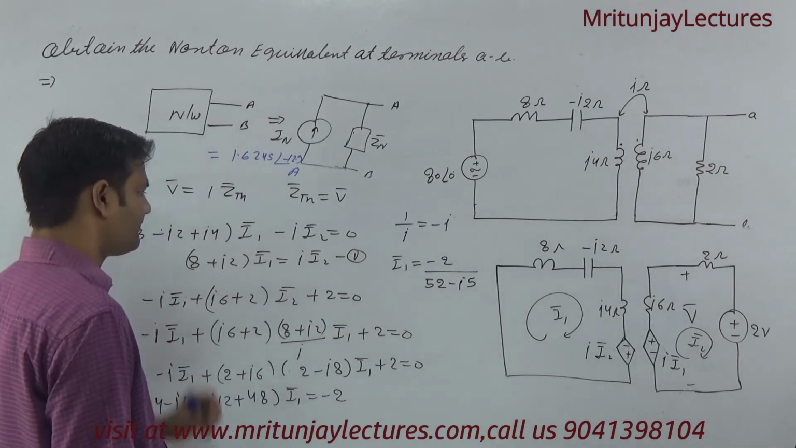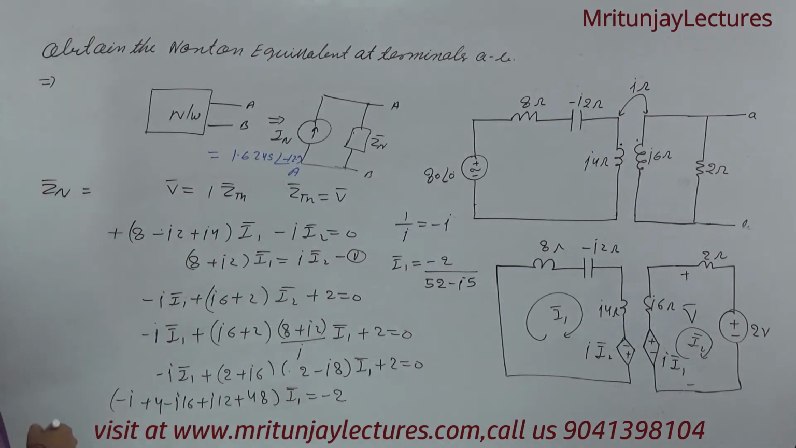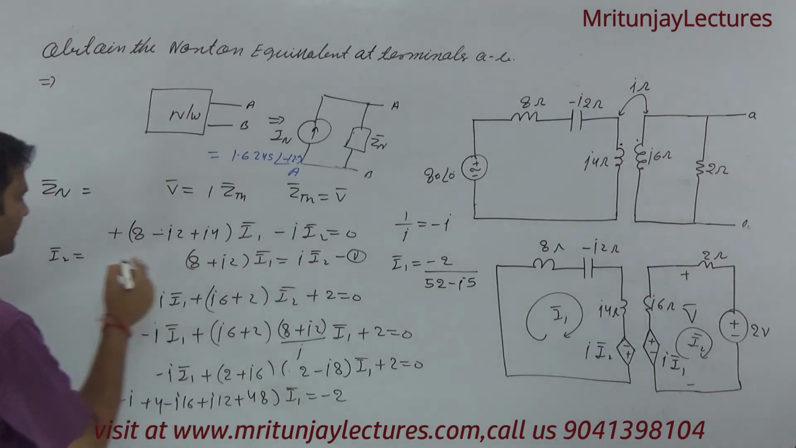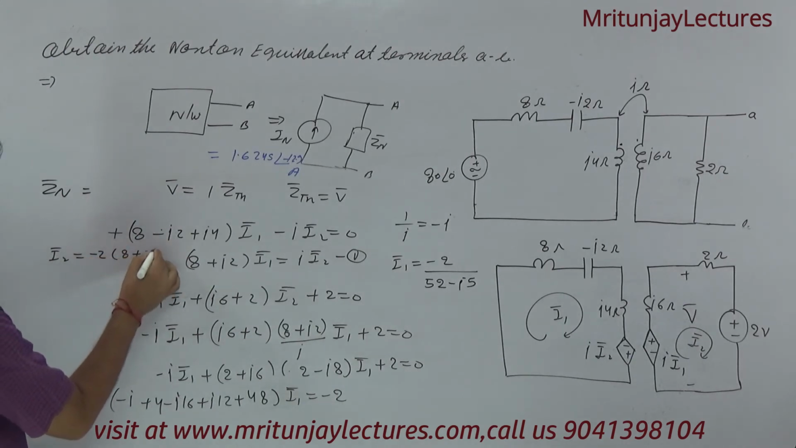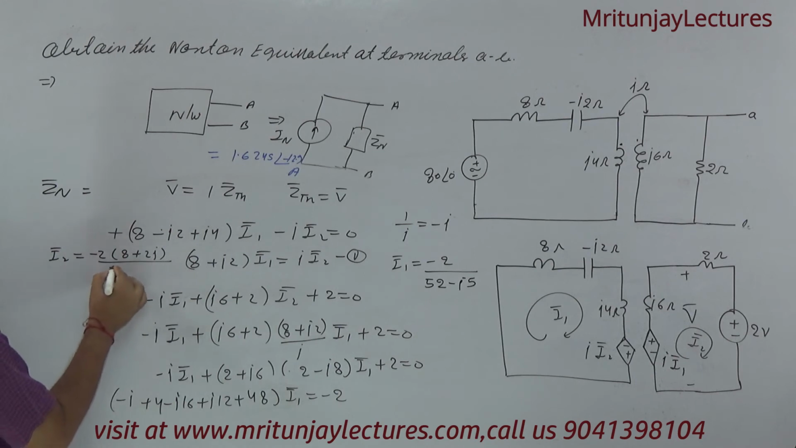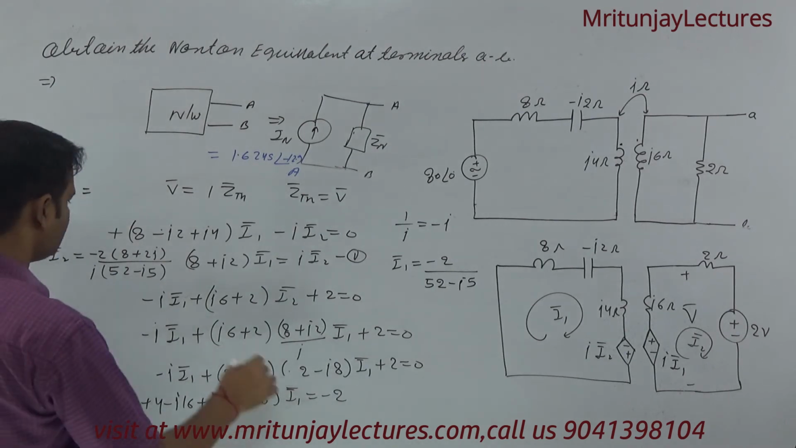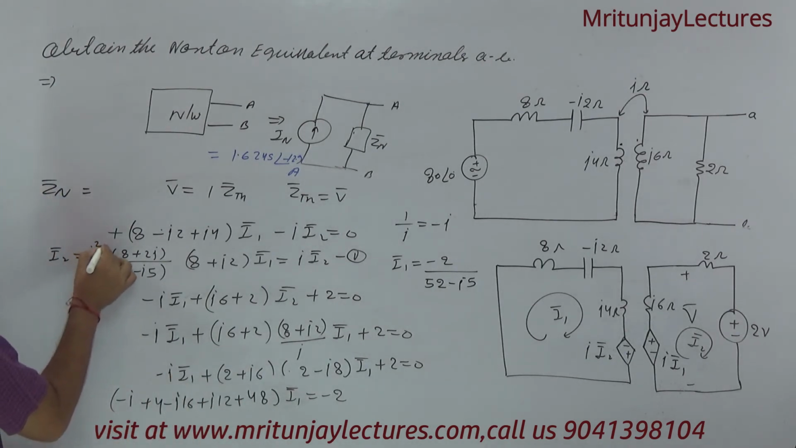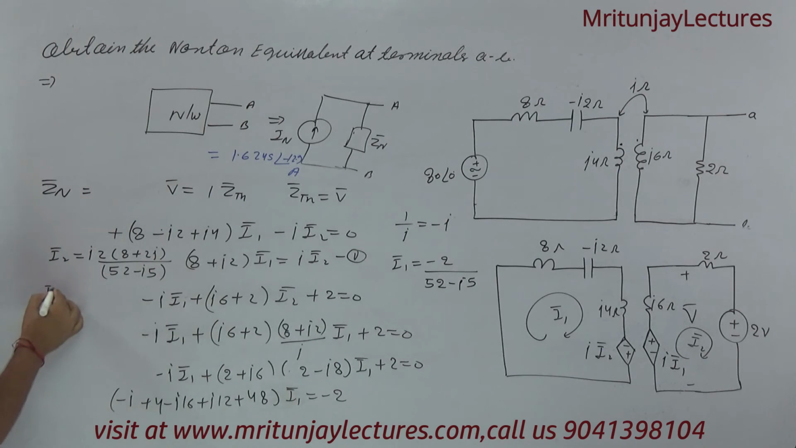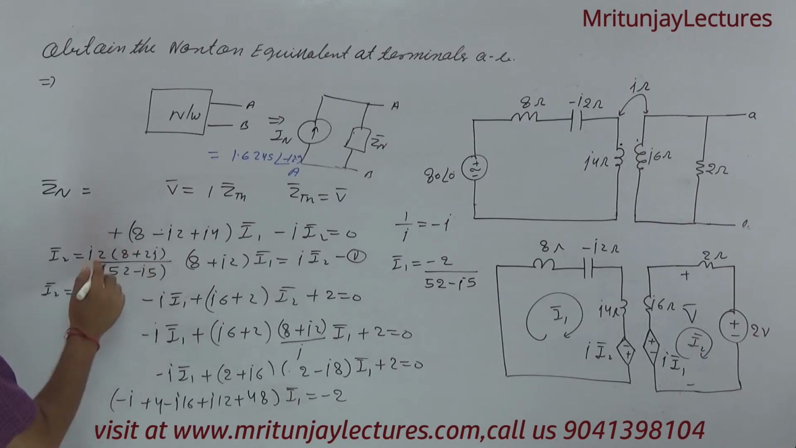If this value is put here, then we get I2. Okay. So I2, this will be equal to minus 2 into 8 plus J2 divided by 52 minus J5 divided by J. Okay. Minus 1 is also written as J square. So J and J square are cancelled. So I2, this will be equal to J square, that is minus 4 plus 16J divided by 52 minus J5.